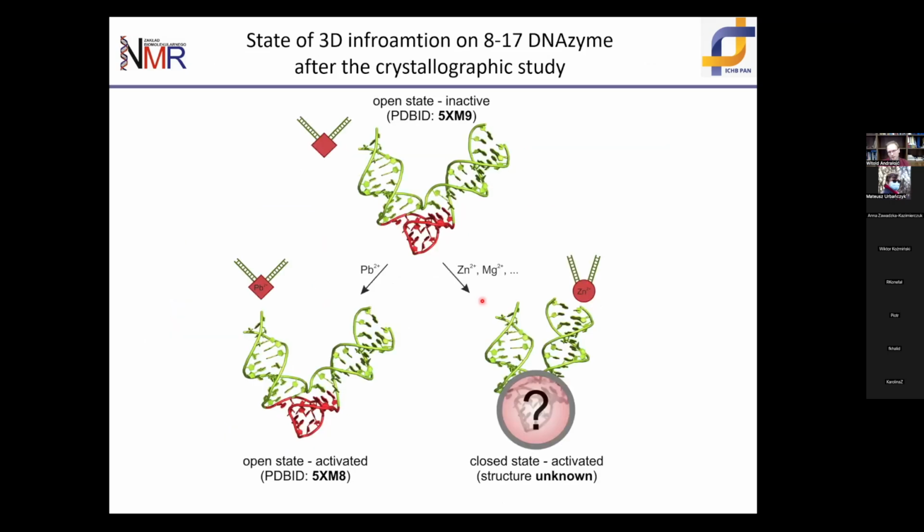However, still, based on these previous results, everybody thought that, okay, now we know the structure of the inactive apo state, we know the structure of the lead-bound state, but actually what's relevant for biology is the magnesium-bound state that we still do not know. That's why I decided to try to solve the structure of the system in the presence of zinc that was supposed to do the same as magnesium, just to put this final piece of the puzzle, what is actually this closed state induced by metal binding.